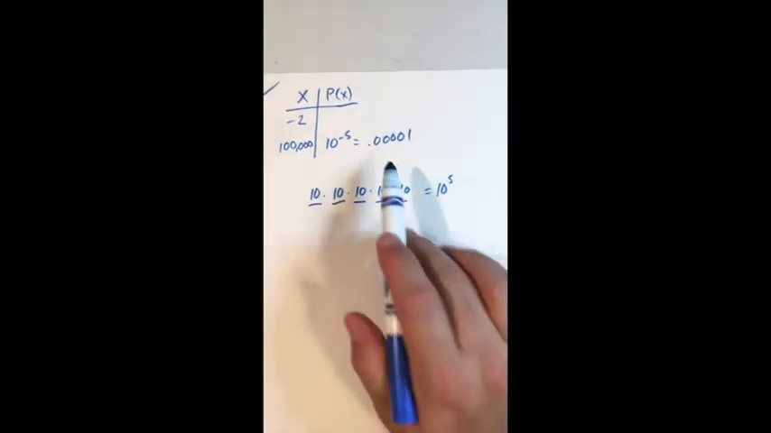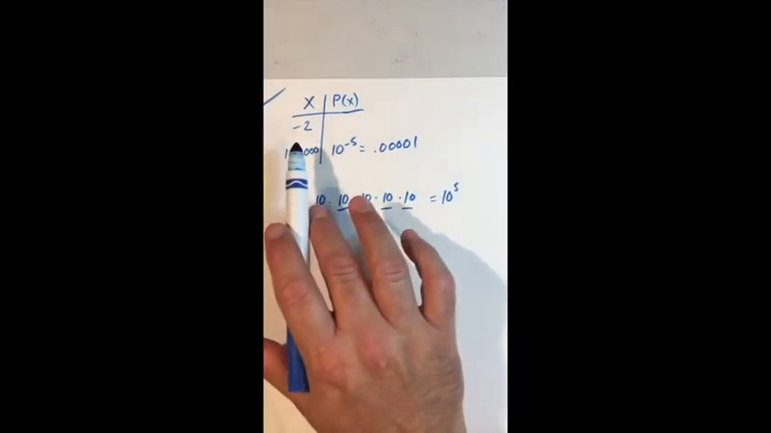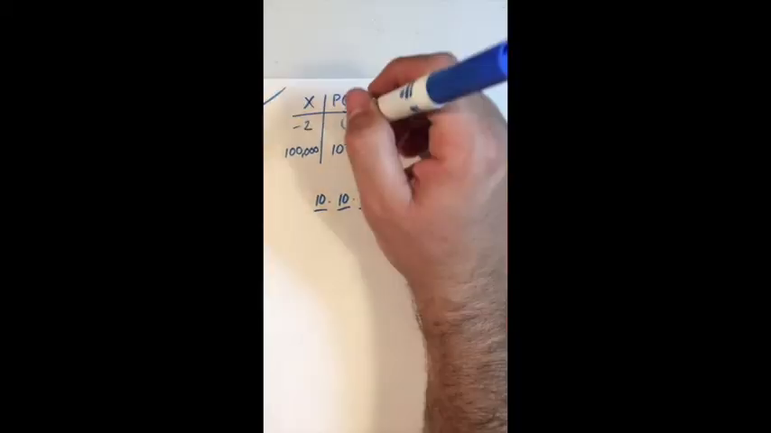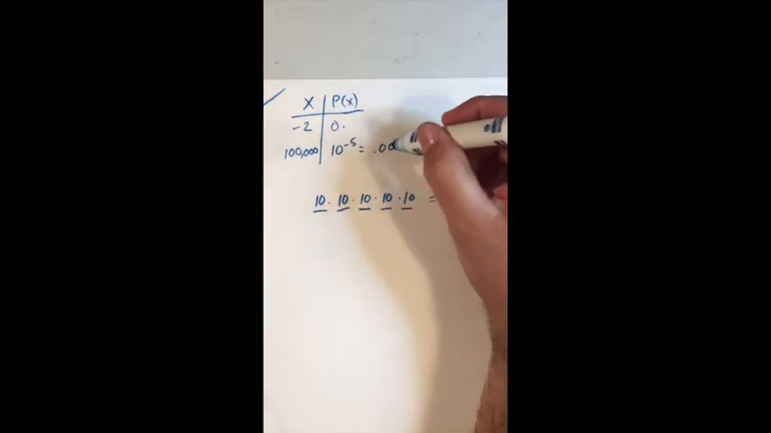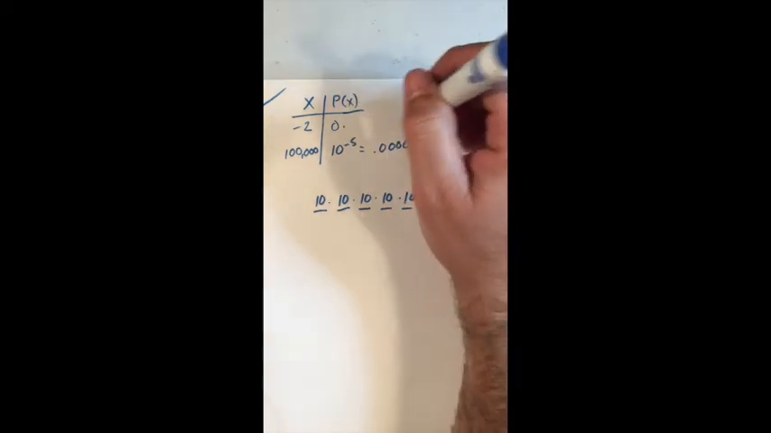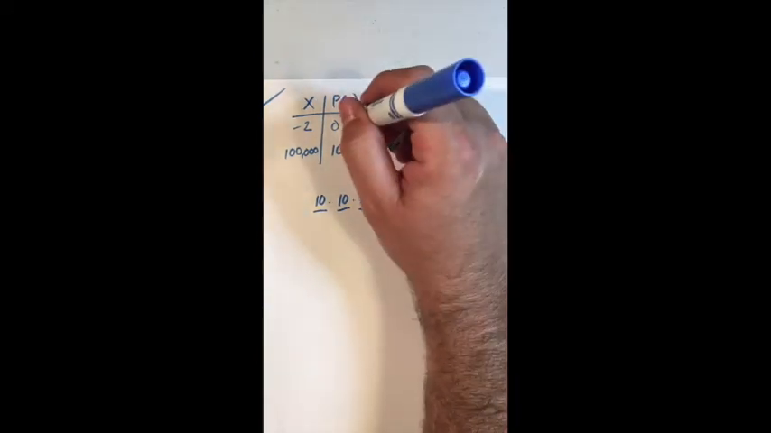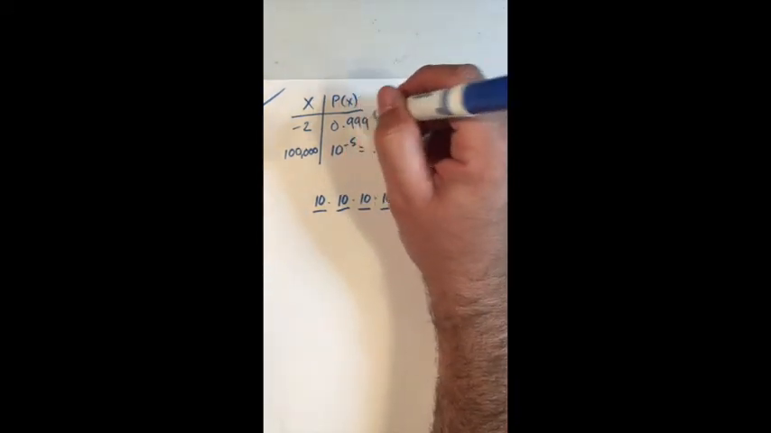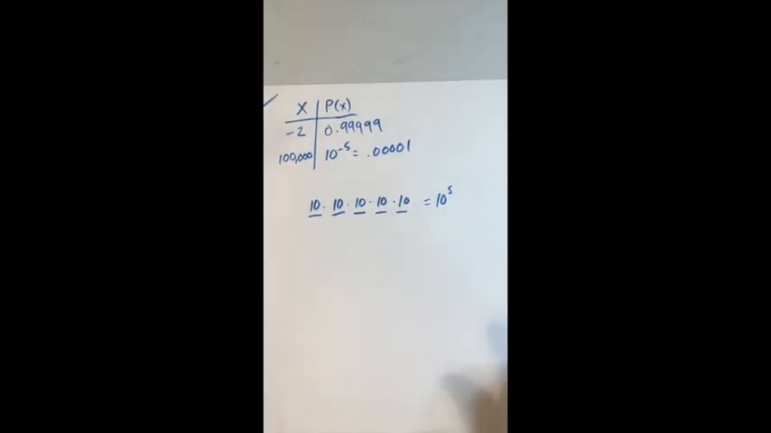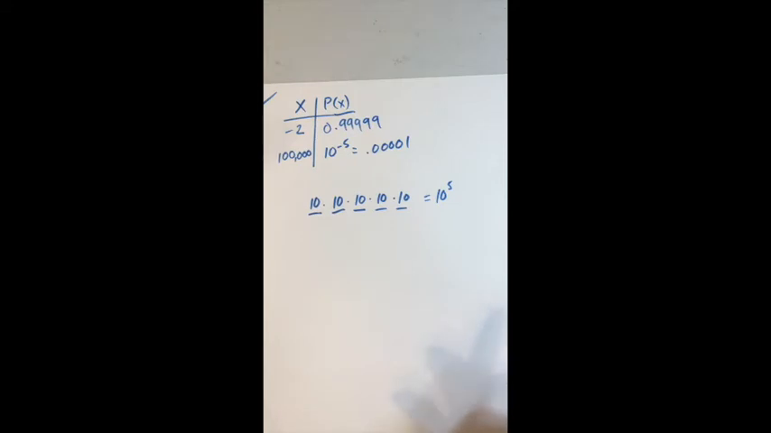For losing, though, this is the probability of winning. The probability of losing would be 1 minus that. So if we take 0.00001 and subtract 1 minus that, we get 0.99999, right? So now we have our PDF completed. We have our table filled out.